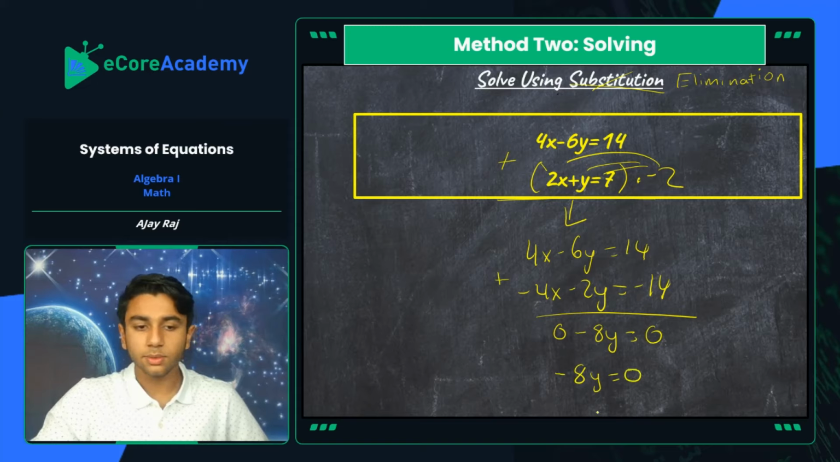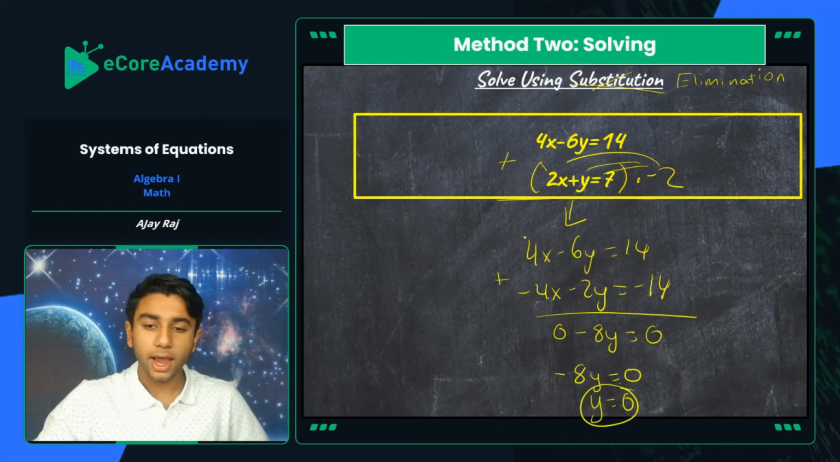And obviously when anything equals 0 with our y multiplied by our negative 8, we know that y must equal 0. Now that we figured out what y is, we're going to plug it back into our simplest equation, being 2x plus y equals 7.